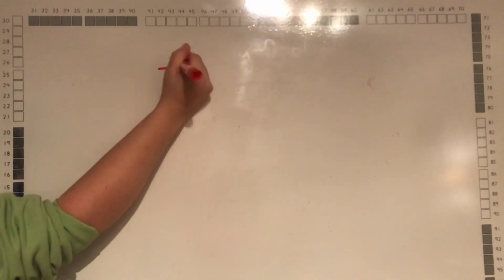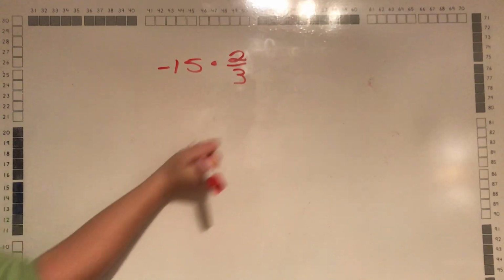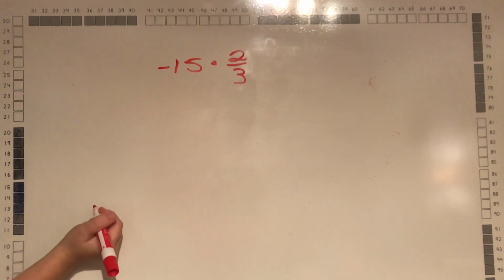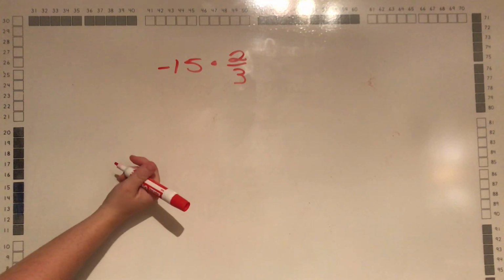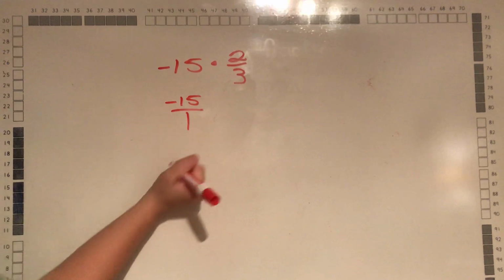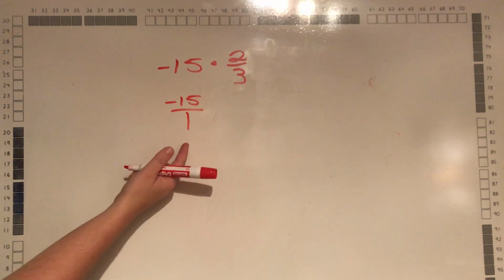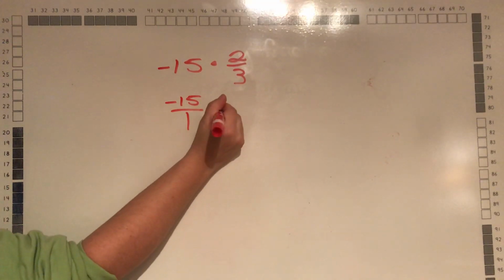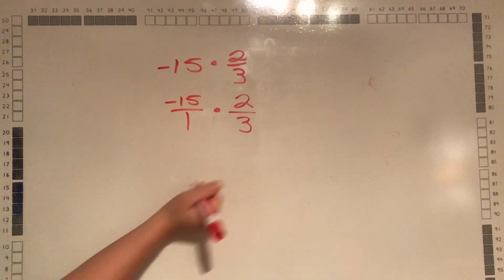So the first example we have is negative 15 times 2 over 3. So the first thing we're going to do is put 15 into a fraction. So any whole number over 1 is equal to that whole number, because negative 15 divided by 1 is negative 15. We're going to multiply that by 2 over 3.